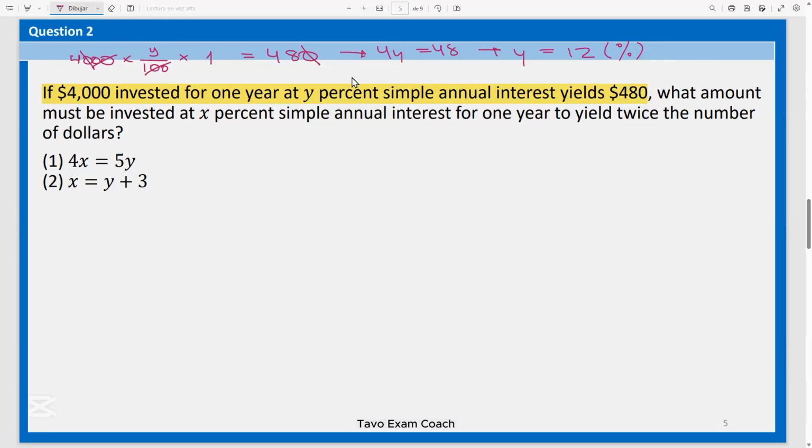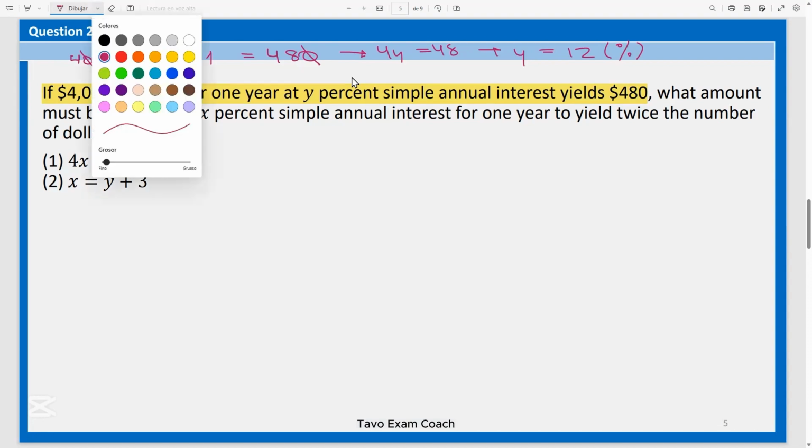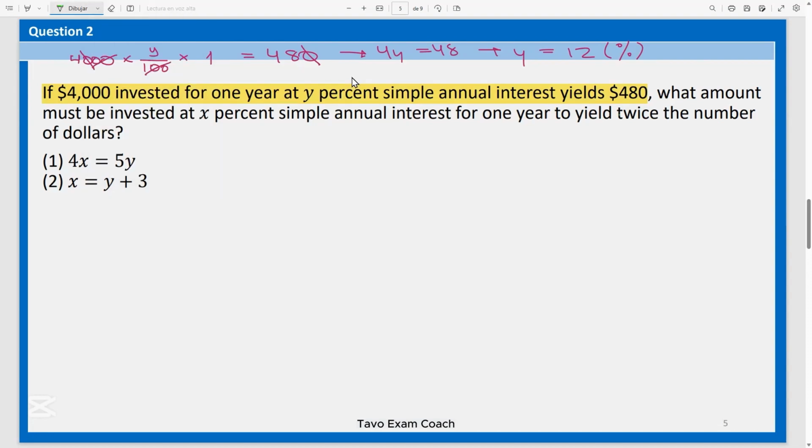The question says, what amount must be invested at X% simple annual interest for 1 year to yield twice the number of dollars? But the expression twice the number of dollars, this expression here, makes reference to the number of dollars mentioned in the information prior to the question. In other words, this means 2 times $480. So let's interpret the question in terms of variables.